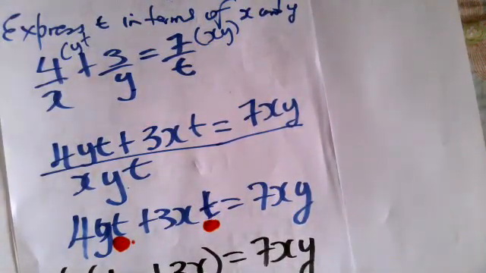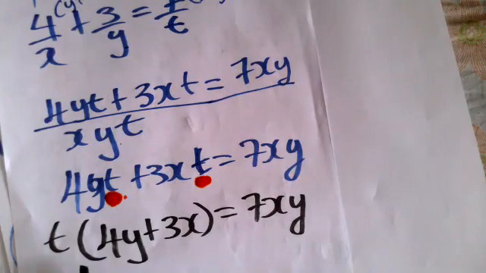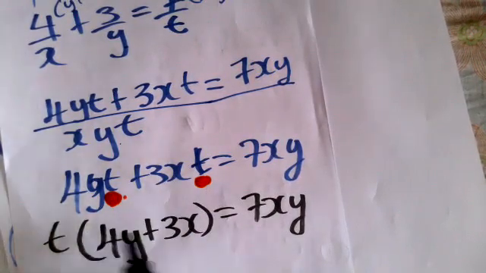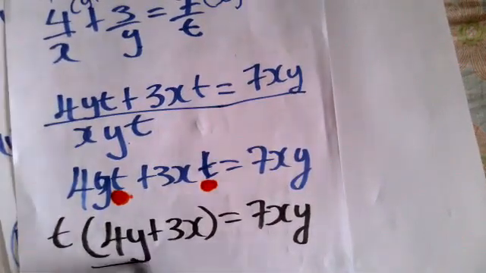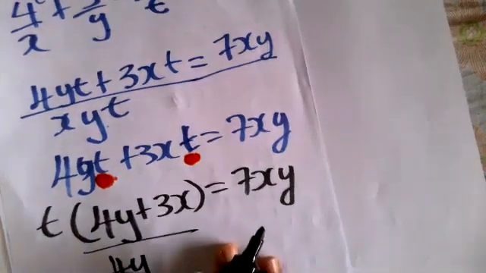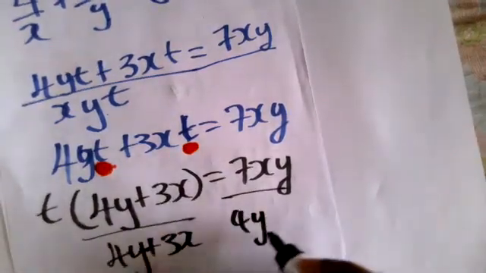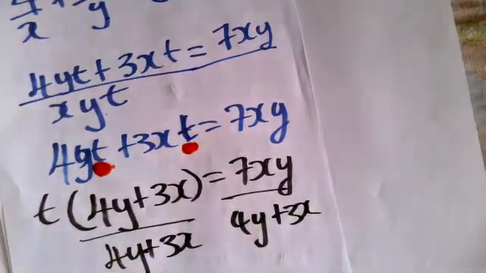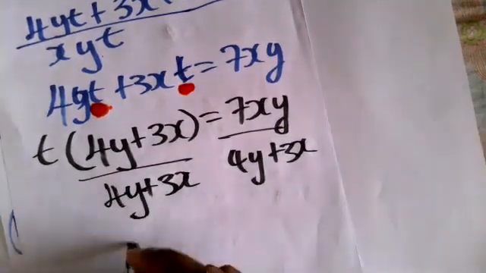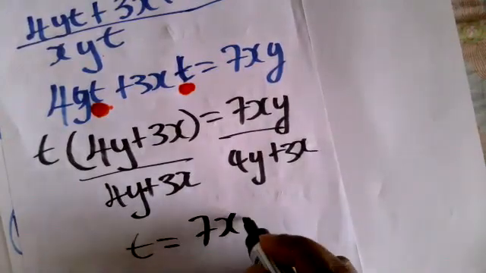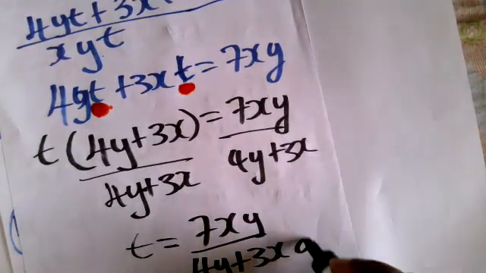We still don't get t by itself. So what we can do now is divide by 4y plus 3x. And what you do to one side, you do to both sides. That is our answer. Let's rewrite it. So t is the subject now: 7xy upon 4y plus 3x. And that is our answer.